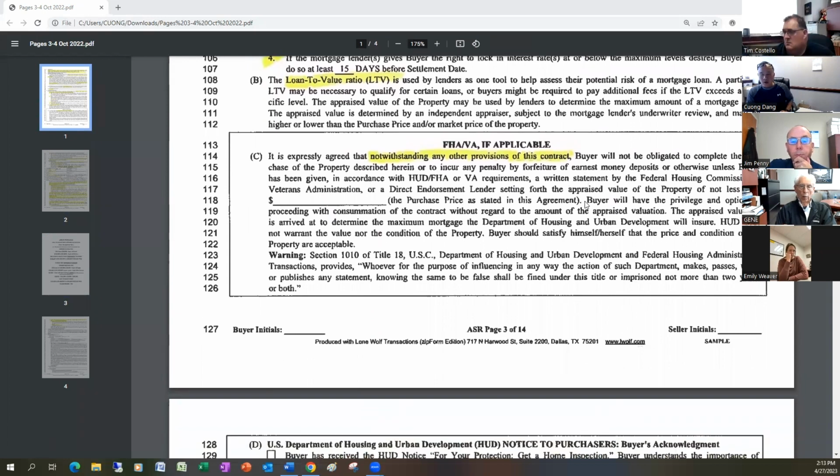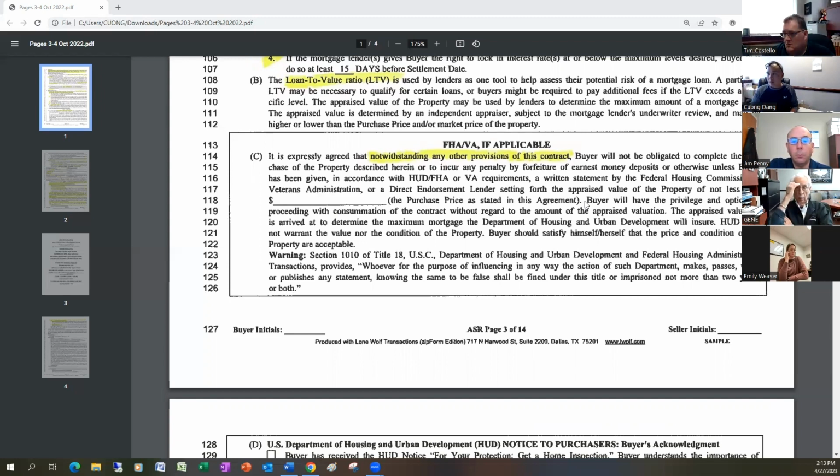Subparagraph C. Now, remember how I was talking about how things are designed in this contract. If it's bolded, it's probably important. If it's boxed in, it's probably very important. So this FHA VA box is boxed in, all by itself. Now, keep in mind, we still haven't elected yes or no to having a mortgage contingency. This is still before that box.